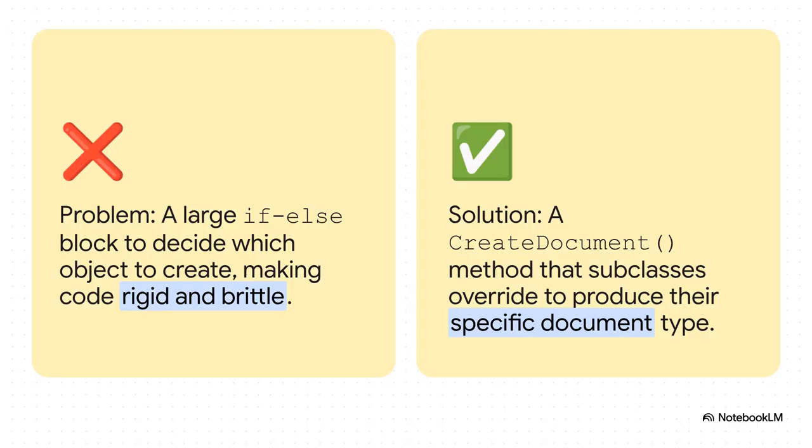So instead of that giant, ugly if-else block that we've all written, the one that you have to change every single time you add a new document type, you have a clean create document method. Your Word document creator knows how to make a Word doc. Your PDF document creator knows how to make a PDF. It's clean, it's simple, and it's so much easier to add more later.